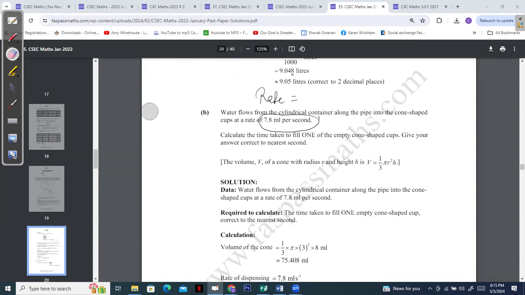So give me the formula now. It's going to be not distance over time, but volume over time. And what measurement must the volume come in? Milliliters divided by what? Milliliters divided by seconds. If you got it, you got it.